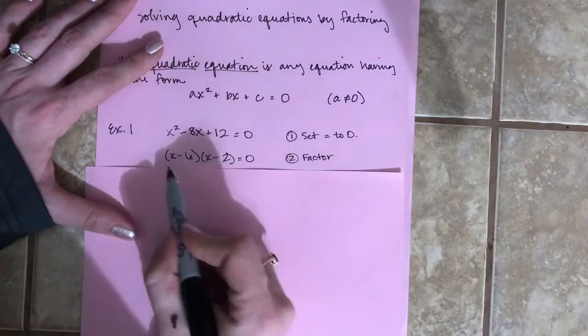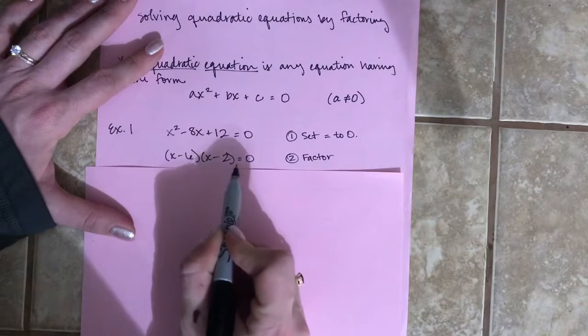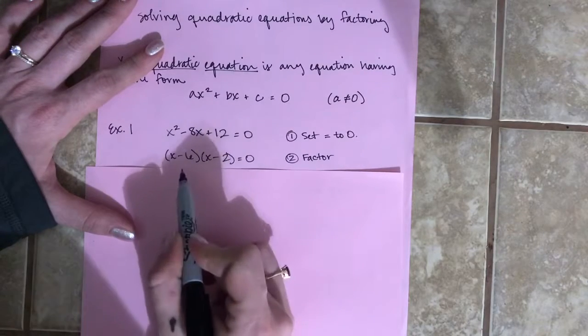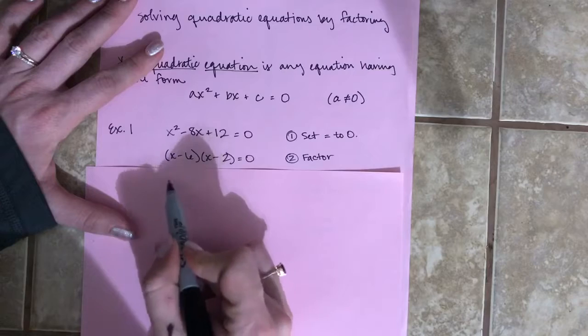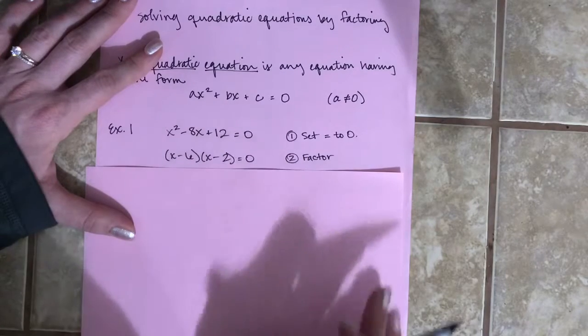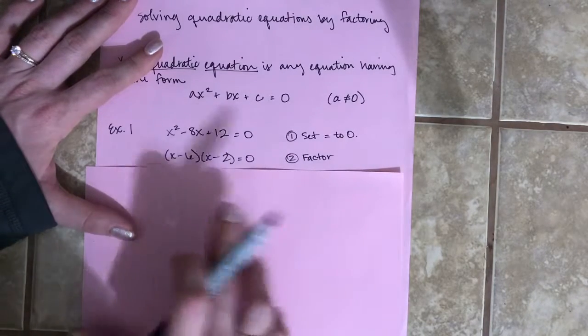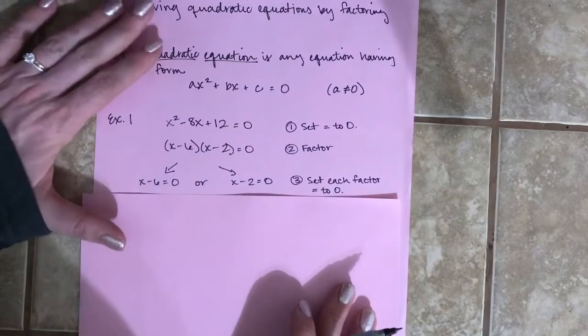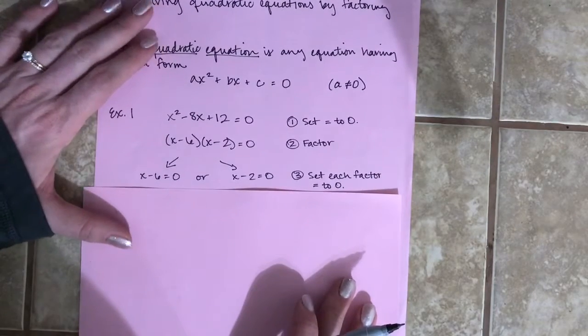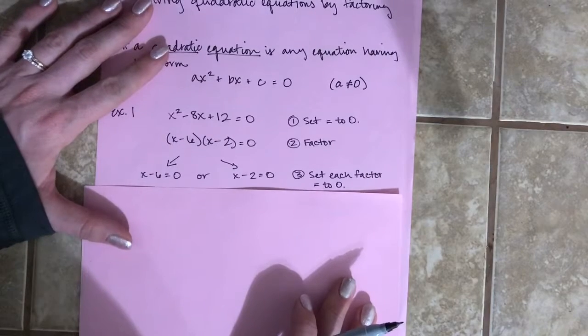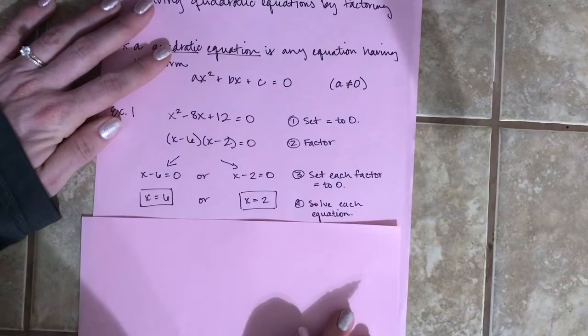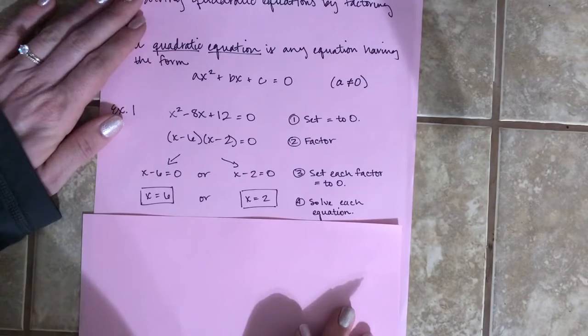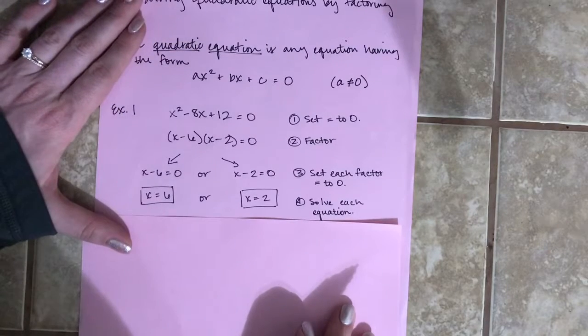Now, if we have the product of two quantities equaling 0, then we can set each of those factors equal to 0 to make the equation true. So set each factor equal to 0, and then solve each equation. And we have two solutions for this problem.